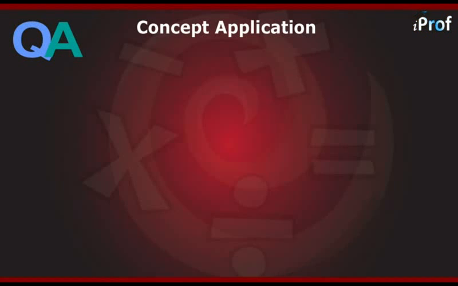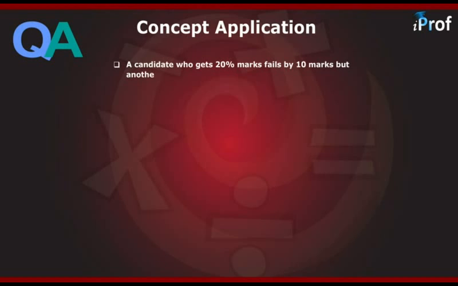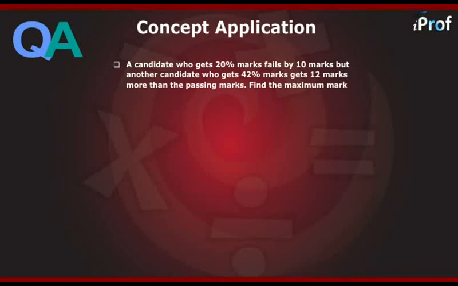Let us further strengthen our concepts regarding percentages. We have to choose the correct alternative. A candidate who gets 20% marks fails by 10 marks, but another candidate who gets 42% marks gets 12 marks more than the passing marks. Find the maximum marks. The given options are A 50, B 100, C 150, D 200.